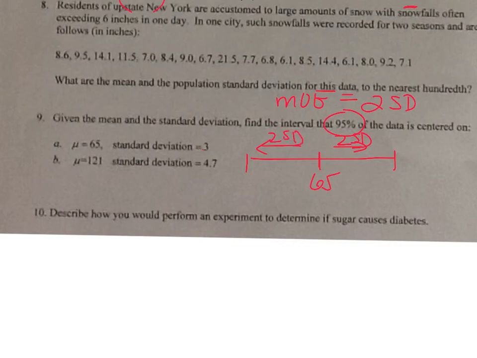If my standard deviation is 3, 1 standard deviation will put me at 68. 2 standard deviations will put me at 71. That's to the right. To the left, going down 3, 1 standard deviation would put me at 62, and then going down another standard deviation would put me at 59. So that would be from 59 to 71. Or you could use brackets, 59 to 71. Okay, and the same thing for B.